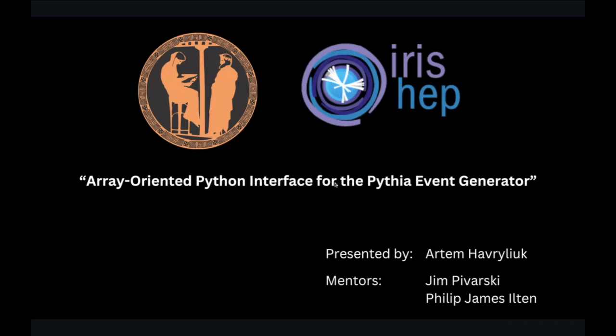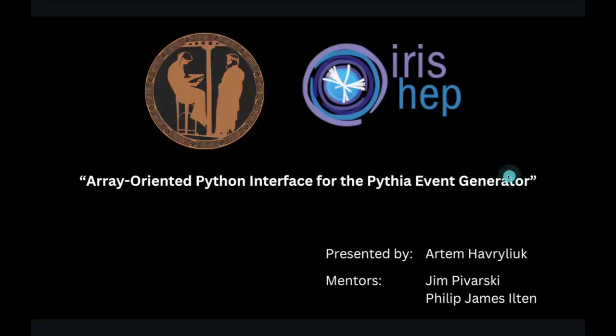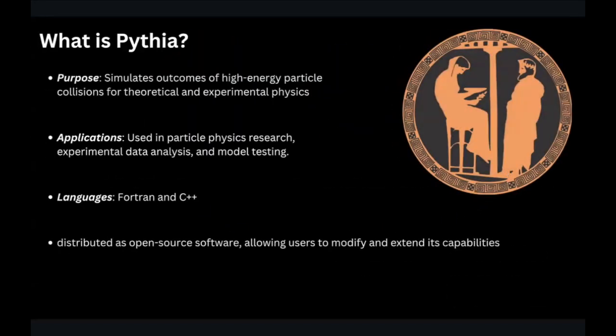Now about the project itself. As you can see, it's called Array-Oriented Python Interface for the Pythia event generator, and this sums up its purpose quite well. Let me tell you a little bit about Pythia itself. Pythia is an open source library designed for generating events from particle physics, and it's widely used in particle physics, data analysis, and model testing. While it's written in C++, it also has a Python interface, which we will dive into shortly.